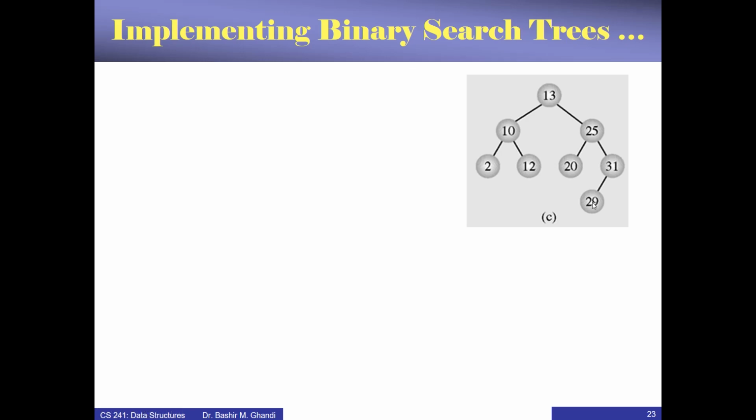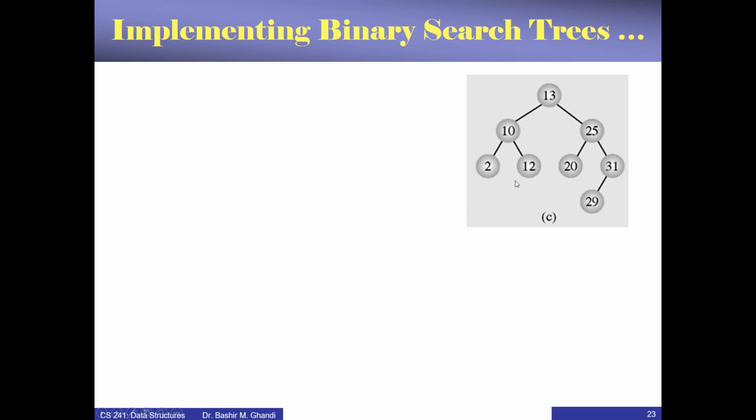What about if what you are looking for doesn't exist? Let's say we are looking for 11. So we start from the root. 11 is less than 13, so we're going to go left. But 11 is greater than 10, so we go right. Now 11 is less than 12, but there is no left to go to.